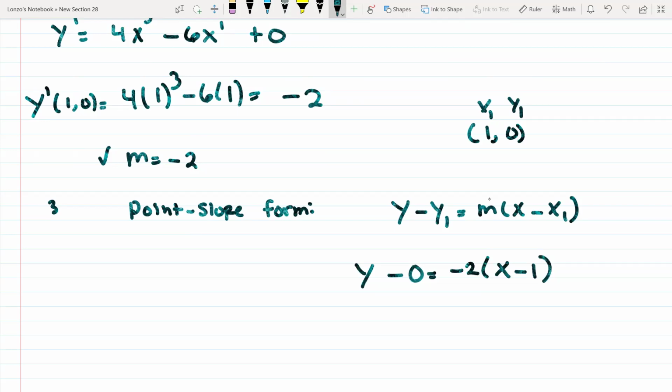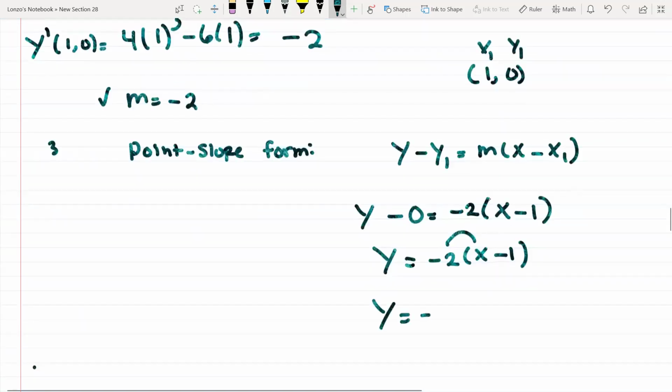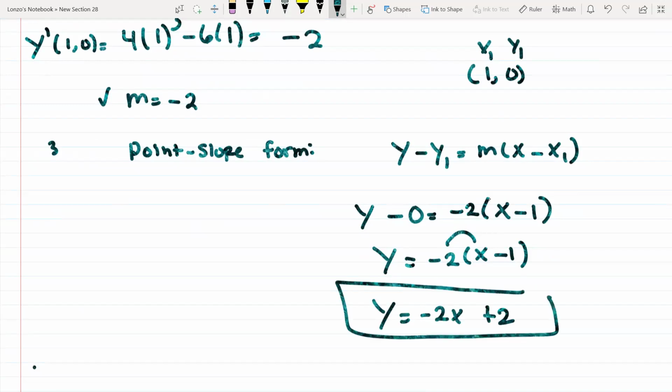y minus 0 is really just y, so it's just y equals. And then you could FOIL this out. So this is y equals negative 2x plus 2. Okay, so this is your final equation, and I guess we had to put it not in point slope form, but slope intercept form, because we already have y by itself. Okay, so this is your final answer. And as you can see, it is a linear line.